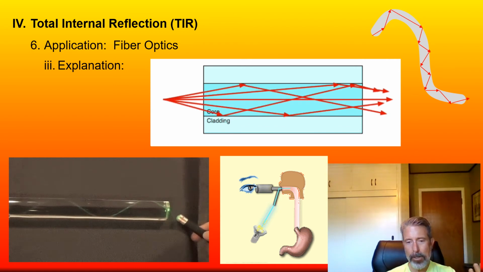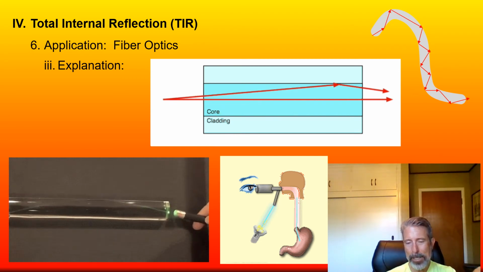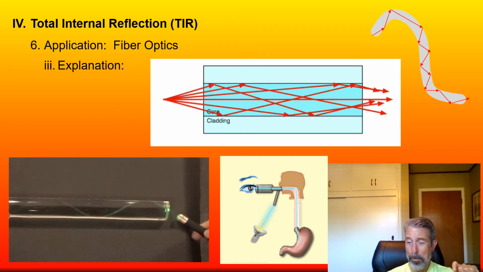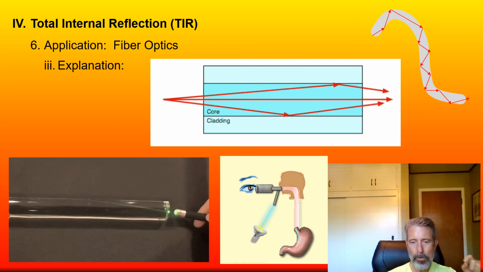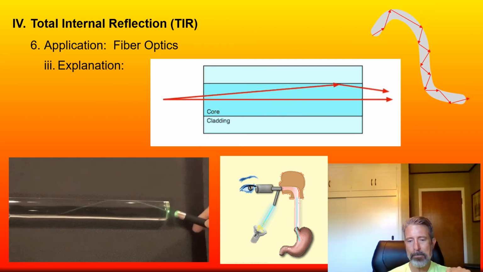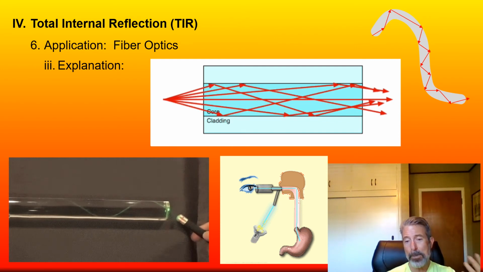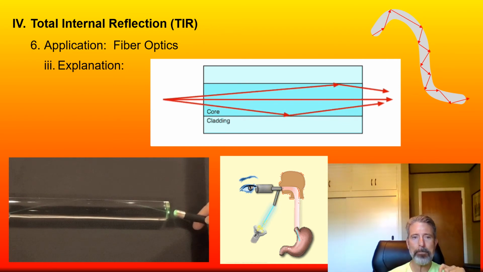Using fiber optics is pretty much the light pipe like I showed you in the previous slide, maybe one that's a little more flexible. That would probably hurt quite a bit going in, but you can bend it through your esophagus into your stomach. Not only can you shine light from one end to the other, but you could put a camera down there and communicate what is going on inside your stomach to the doctor on the other end.